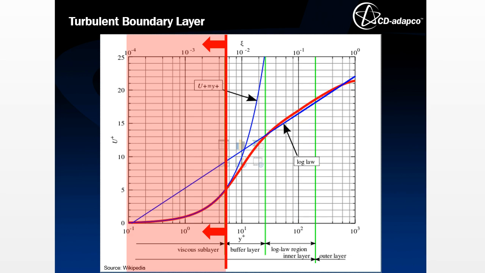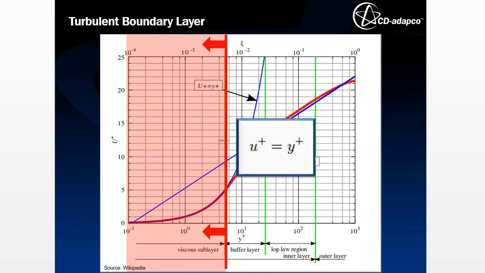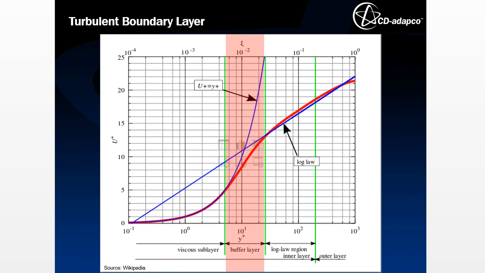The viscous sublayer can be found for y plus values below 5. In this region the Reynolds shear stress is negligible compared with the viscous stress. The non-dimensional velocity u plus is roughly equal to the dimensionless wall distance y plus. The buffer layer is located in between the viscous sublayer and the log law region. Here, neither law holds, as the viscous stresses and the turbulent stresses are of the same order.